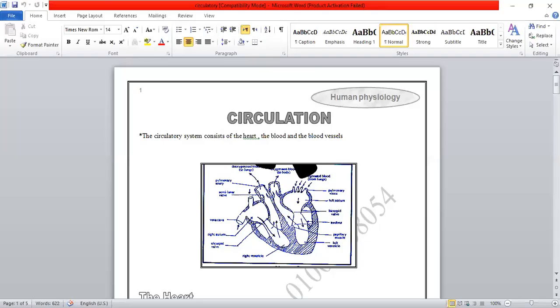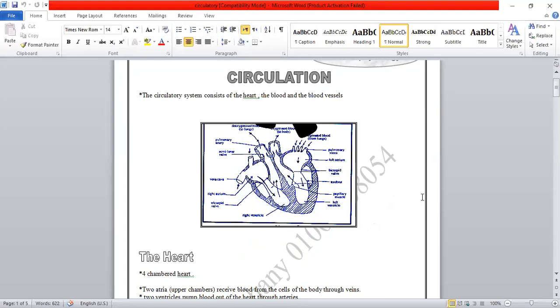The circulatory system is composed of the heart, the blood, and the blood vessels. As you see in the picture, this is a photo of the heart. What is the idea of the circulatory system?